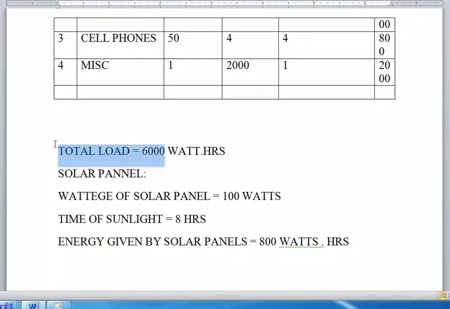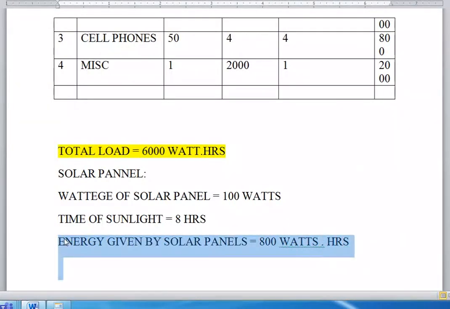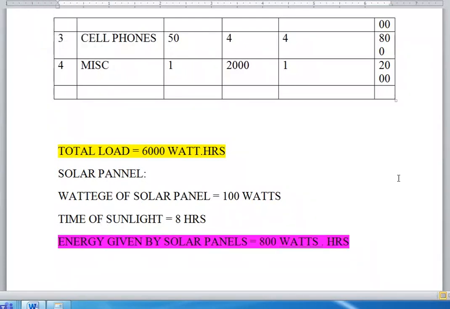This is represented by 6000 watt hours. Let me put a color for it. And then what is the total energy supplied by the one solar panel? That is 800 watt hours. Okay, 800 watt hours. So this also I will give some other color, pink color value.